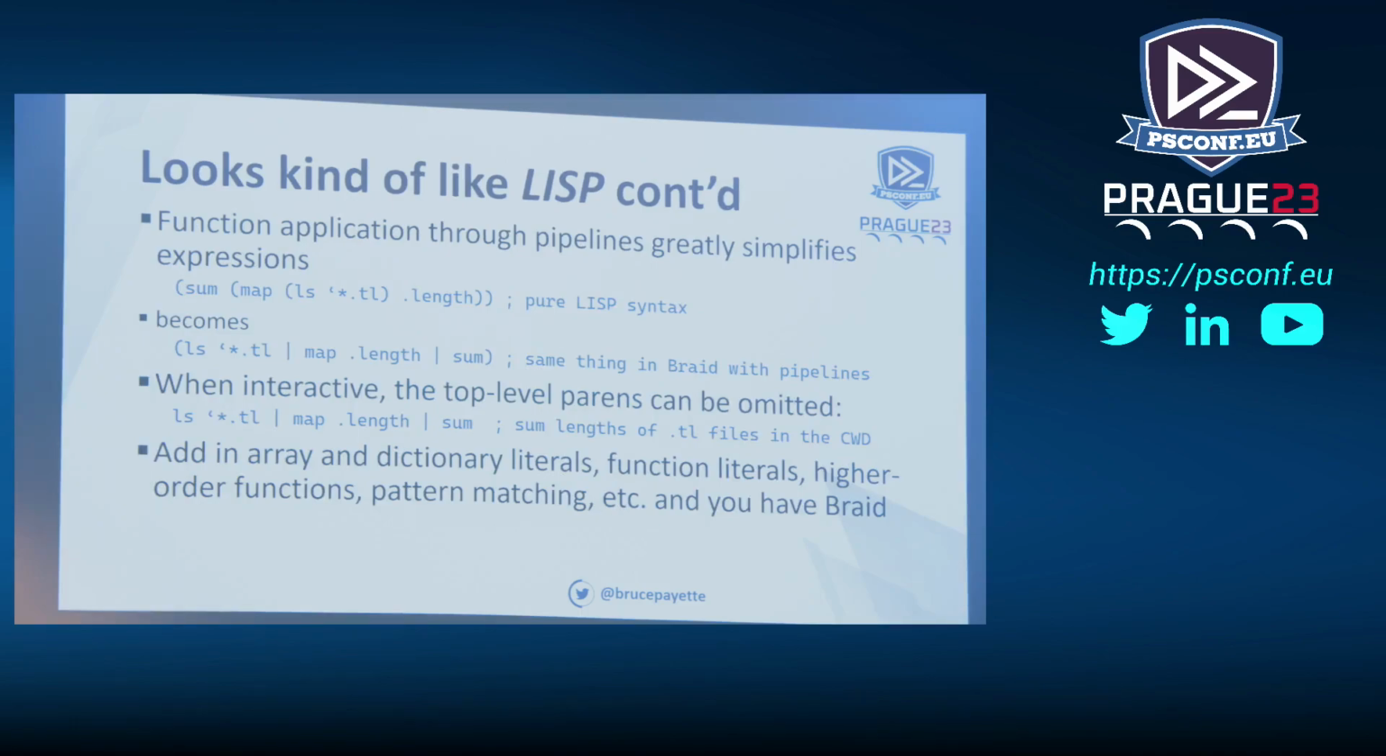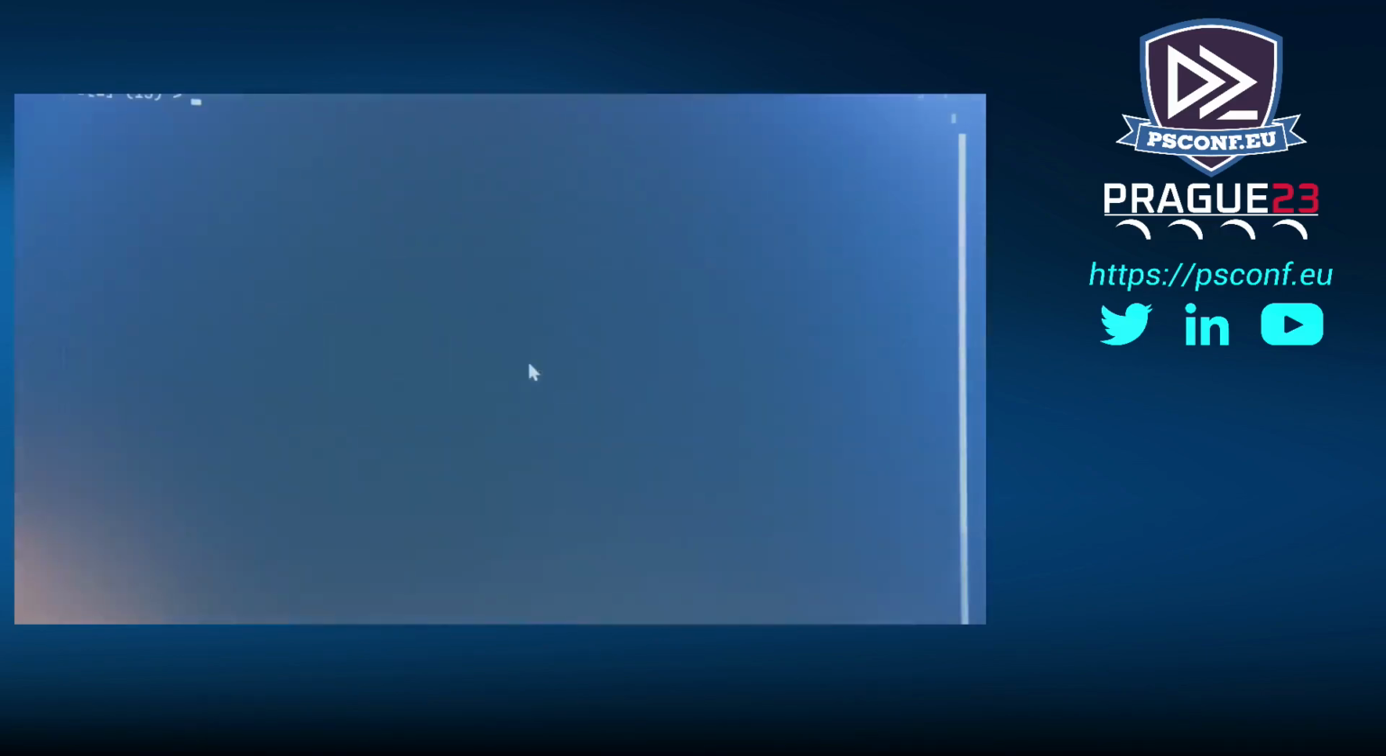One of the problems with Lisp is that you get a lot of parentheses very quickly. So the top line there, the sum, map, etc., is pure Lisp syntax. But if you take the pipeline from the shell and you apply that, then it greatly reduces the complexity. And when you're in the interactive environment, you can just omit the whole top set of parentheses. So let's start.